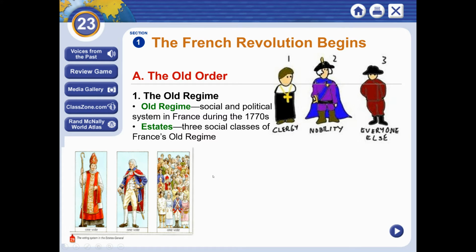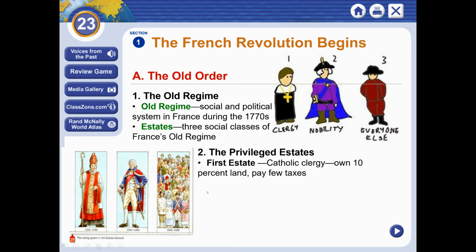So the privileged estates were the first and second estates, and here's a little bit about them. They were called the privileged estates for reasons that we're going to come back around to, but they had more power at the end of the day. So 2 of the estates had privileges, including access to high offices. They were exempt from paying taxes. Those privileges were not granted to the third estate.